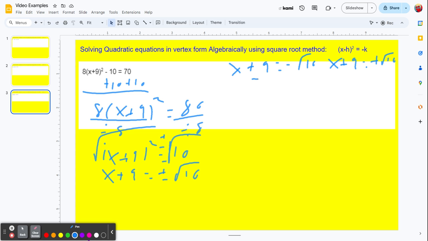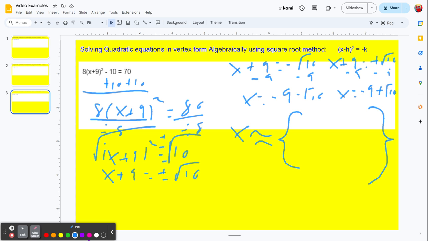Okay? So I'm going to subtract 9 from both sides. I get x equals negative 9 minus the square root of 10, and x equals negative 9 plus the square root of 10. Now, again, those are the exact answers. If I want the approximate solutions, right?